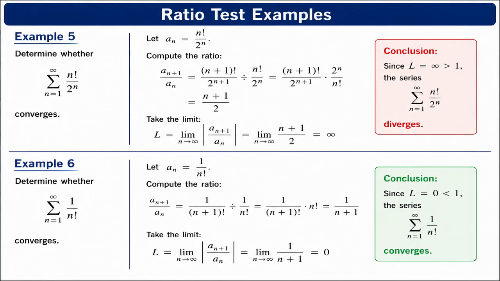In example 6, again we compute the ratio of consecutive terms. The ratio simplifies to 1 over n plus 1. Then we take the limit. This time the limit equals 0. Since L is less than 1, the series converges. These examples show how powerful the ratio test can be.